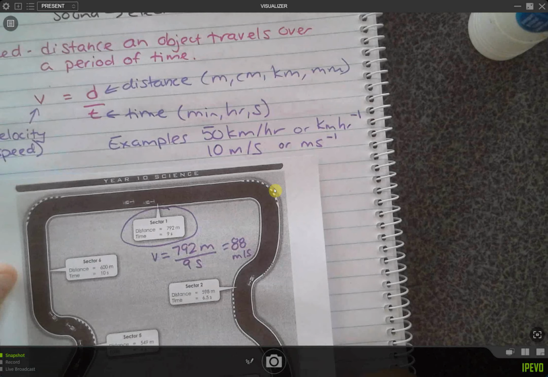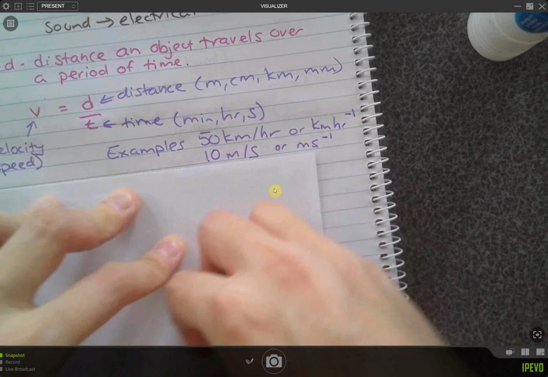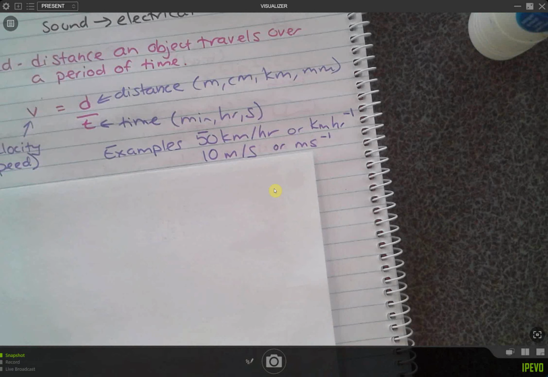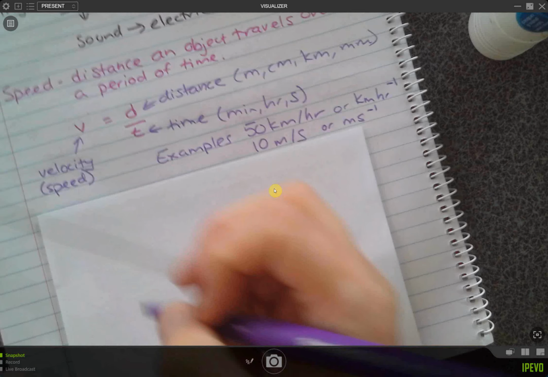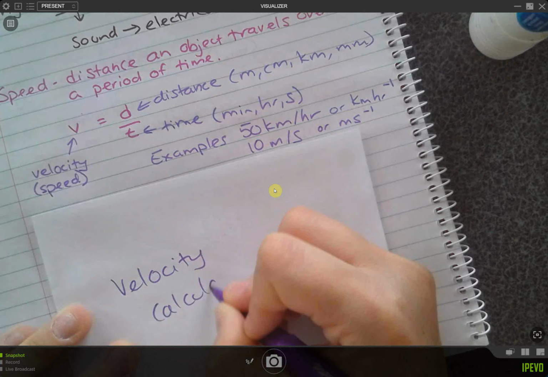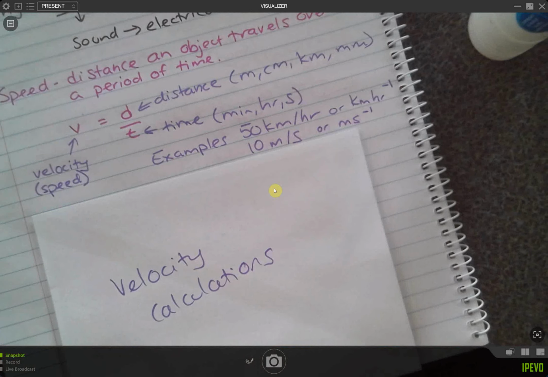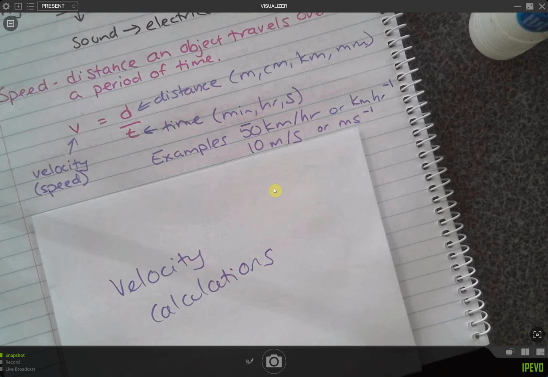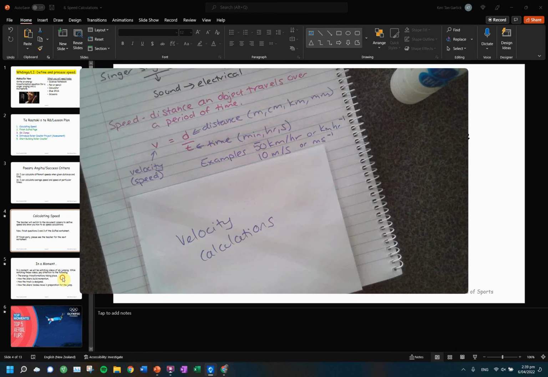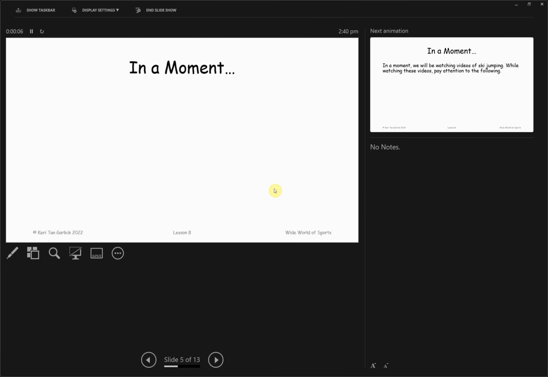All right. So I'm just going to glue this into my book. I'm going to fold over the paper. I'm just going to write down that it is my velocity calculations. All right. Cool. I'm waiting for the chit chat to stop so I can move on to the next task.